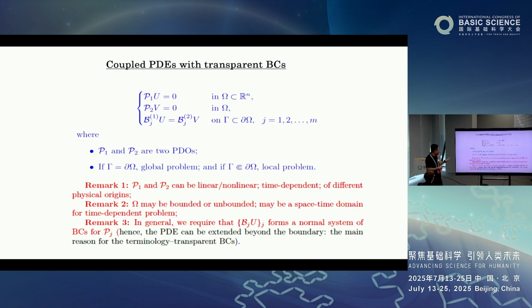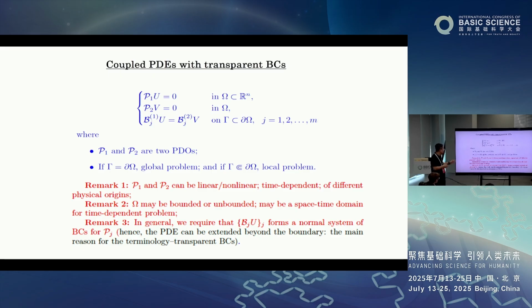First, P1 and P2 could be linear or nonlinear. It could be time dependent or time independent. It could even be of different physical origins, not necessarily the same type, such as a Schrodinger operator. The second remark is omega may be bounded or unbounded. It may be a space-time domain for a time-dependent problem.